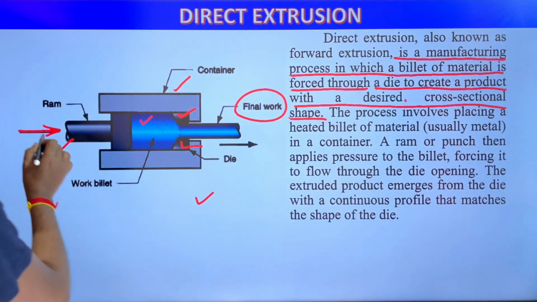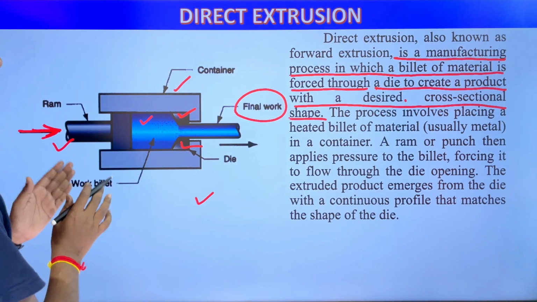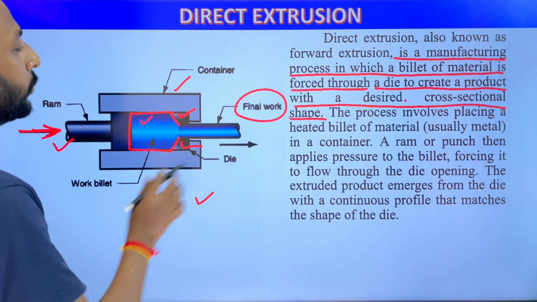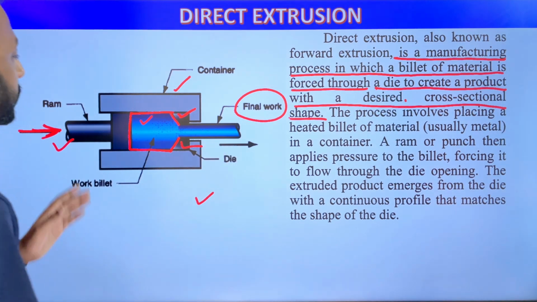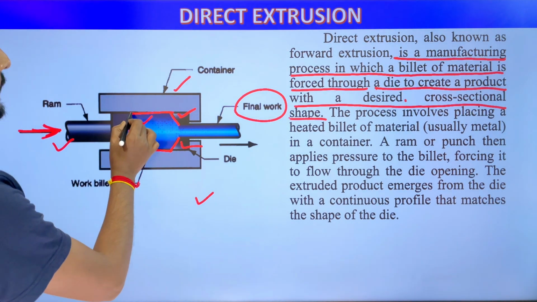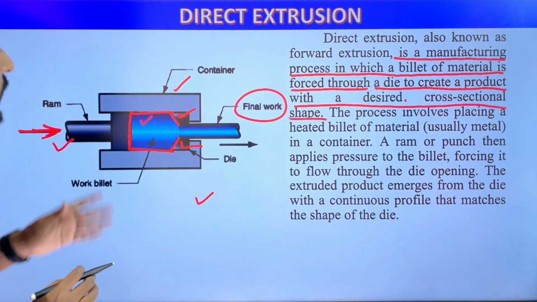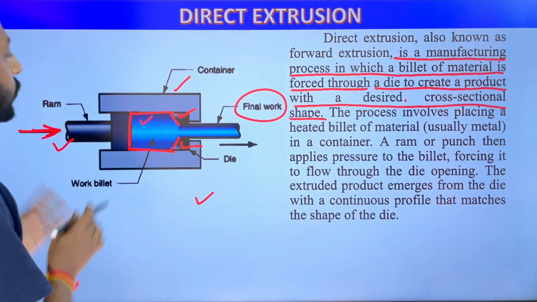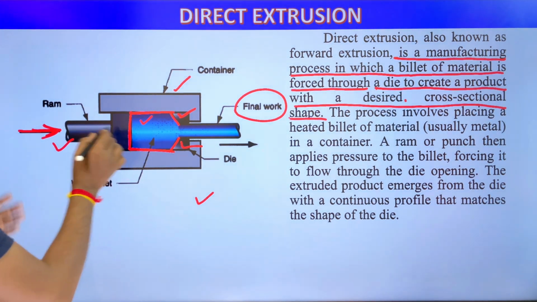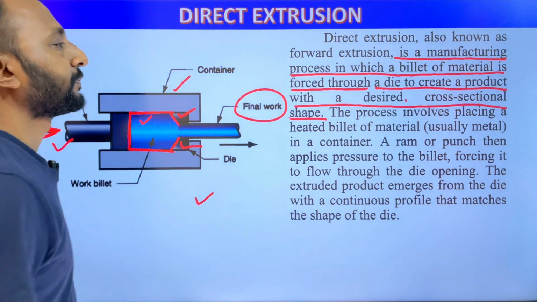So when we are applying force through this ram, the force is transferred to this metal billet, and we have to push the whole metal billet to get a product. So when we are forcing, the metal billet is large in amount at the starting of the direct extrusion process. So the friction is more. Here the friction is more because we have to push the whole metal billet to get the product.